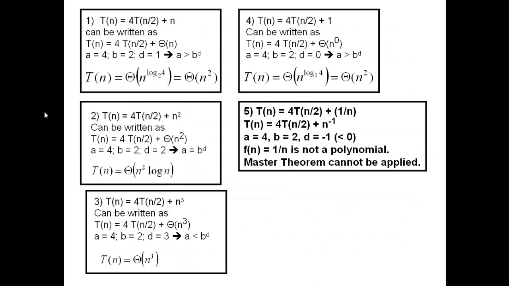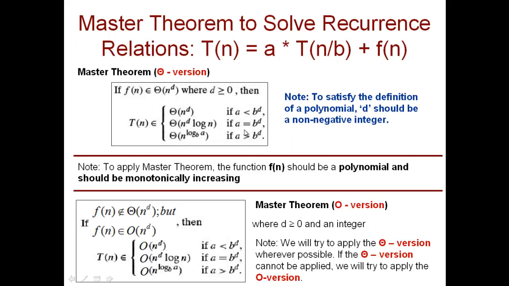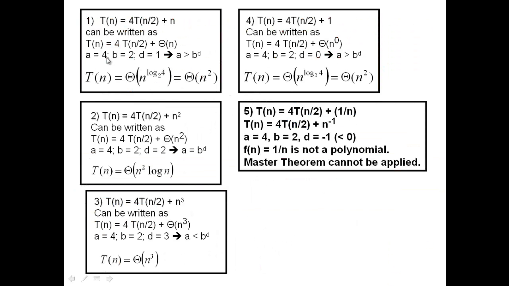So in this case, theta of n raised to log a to the base b, where b is 2 and a is 4. So log of 4 to the base 2. So that's the final result.